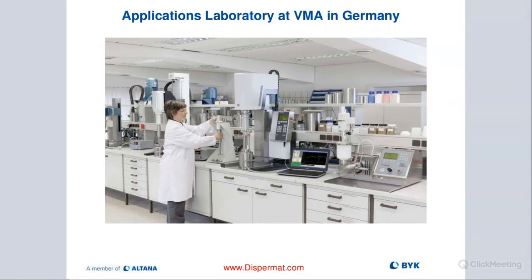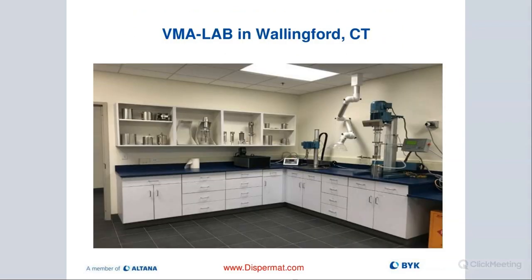That's important for upscale. We have great lab space at VMA in Germany, a lot of good equipment. So if you want to go over there and visit us and run trials, that's always an option. But we also have a great lab in Connecticut. This is an older picture. We have a lot more equipment. There's also a good video online on our YouTube channel with a lot of presentations and the walk through that lab, showing you all the great equipment that we have in there.